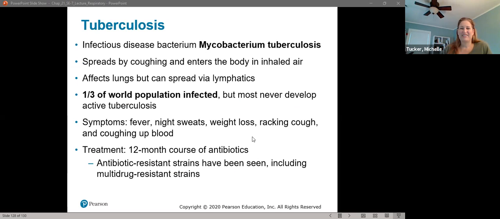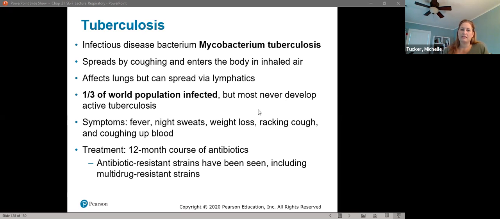Another disease of the lungs, the respiratory system, is tuberculosis. This is actually what I studied before I came to Ohio. When I was in Texas, my focus of study was on total drug-resistant strains of tuberculosis. Most of our samples came from South America because 1/3 of the world's population is infected. But most never develop active tuberculosis because our immune system attacks it very strongly and rigorously and isolates it to different parts of the lung to prevent it from spreading and becoming symptomatic.